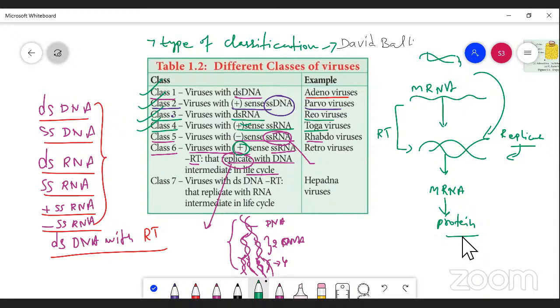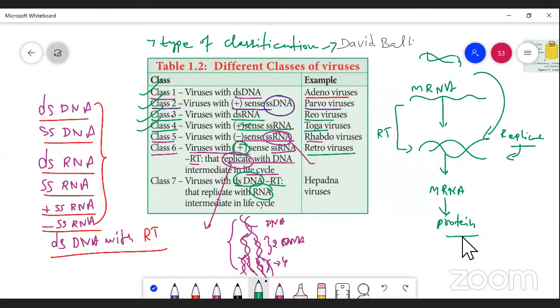Examples: retrovirus. Class 7: viruses with a double strand of DNA, which form an intermediate through reverse transcription, replicating with RNA as an intermediate in the life cycle. These are the seven types of classification given by David Baltimore in 1971.